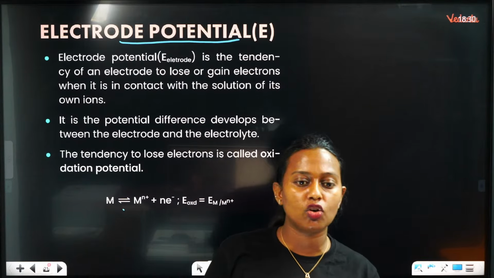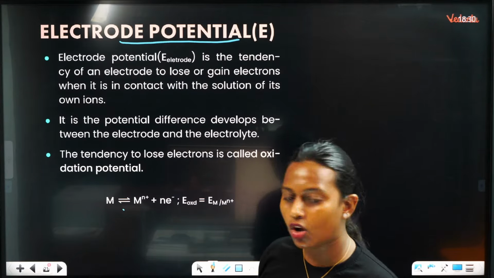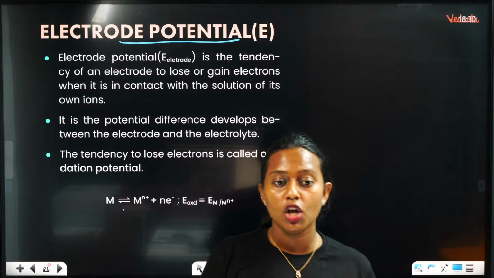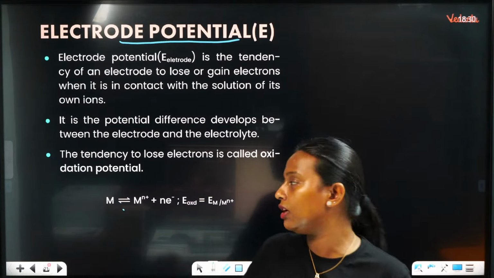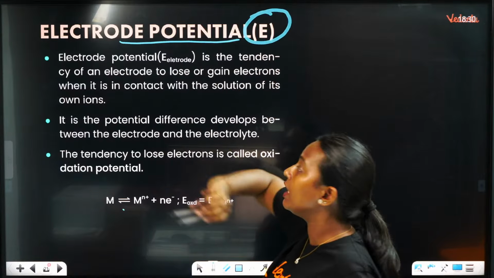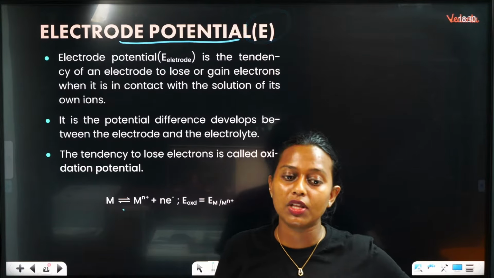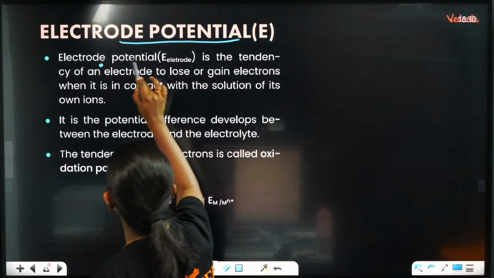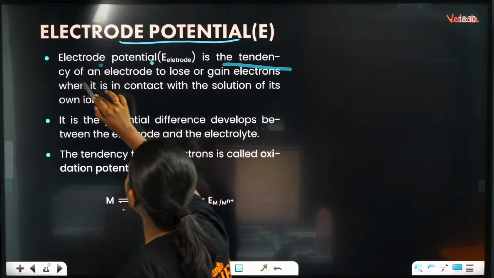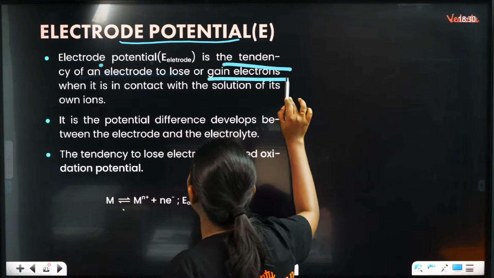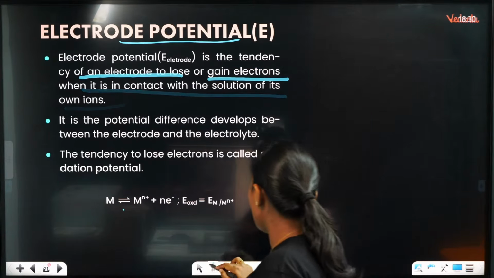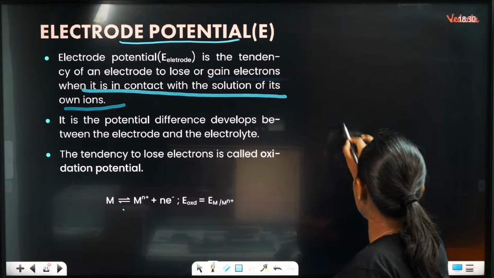What does electrode potential mean? We represent it with E. Electrode potential is the tendency of an electrode to lose or gain electrons when it is in contact with a solution of its own ion.